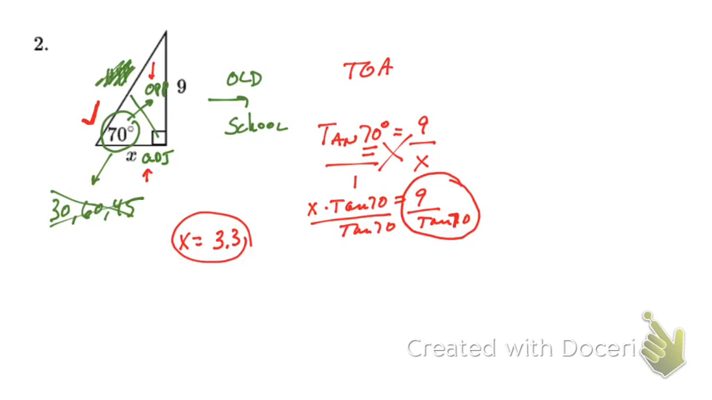So you have to recognize that your angle is 70 degrees. It's not a 30, 60, or 45. So you do it the old school method, or last week's method. But if it's a 30, 60, or 45, let's take a look at number 3.